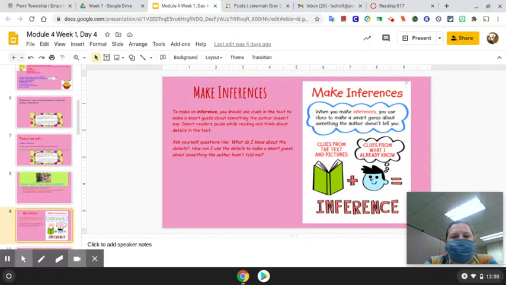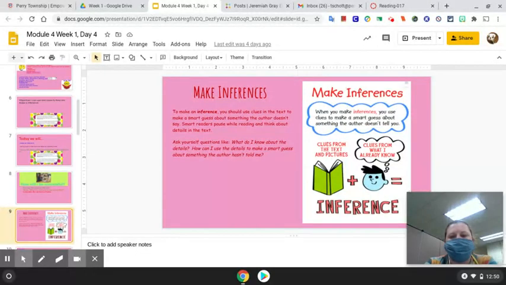So let's read about making inferences. To make an inference, you should use clues in the text to make a smart guess about something the author doesn't say. Smart readers pause while reading and think about details in the text. Ask yourself questions like, what do I know about the details? How can I use the details to make a smart guess about something the author hasn't told me? When you make inferences, you use clues to make a smart guess about something the author doesn't tell you.